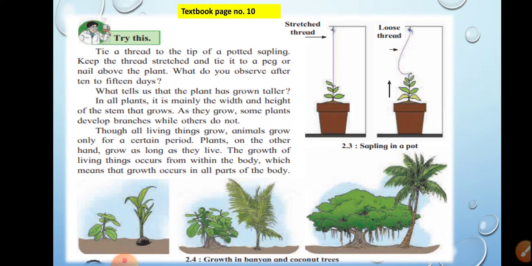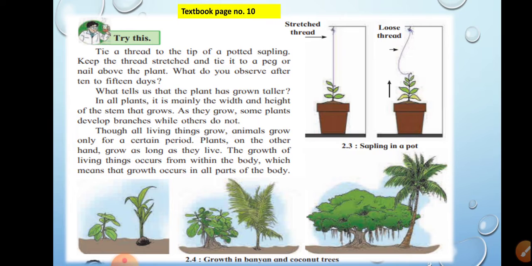Observation for this: in all plants, it is mainly the width and height of the stem that grows. As they grow, some plants develop branches while others do not. Here you can see in this picture, the plant shows increased height compared to the other picture. So all living things grow. Animals grow only for a certain period. After that period, they do not show growth in their body. Plants, on the other hand, grow as long as they live.